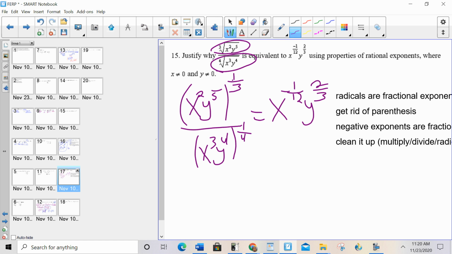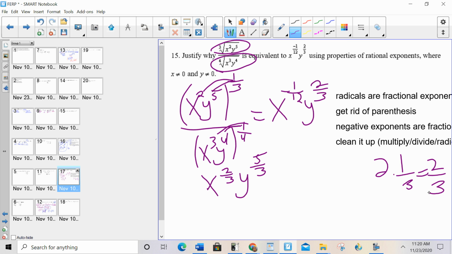Get rid of parentheses. Everything inside gets the exponent, so it's x to the 2/3, y to the 5/3. Again, multiplying fractions is pretty simple. To do 2 times 1/3, I'm just doing 2 times 1 is 2 over 3. If they don't divide nicely, don't divide them. 5 times 1/3, 5 times 1 is 5 over 3. I can't divide them, I leave it.